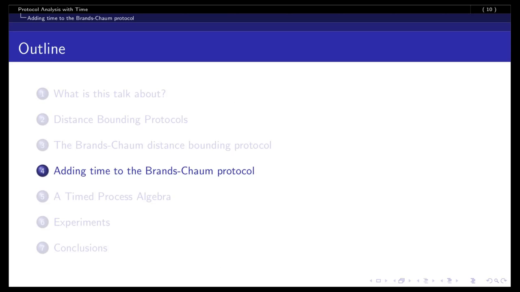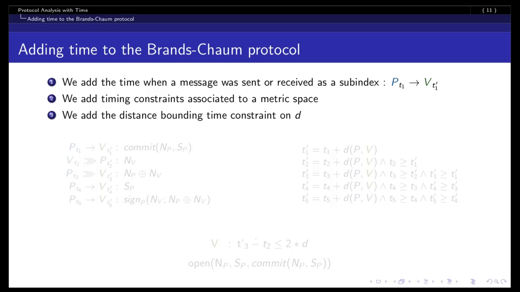Now, with the example of the Brands-Chaum protocol explained with the notation, we need to add in time. For adding time, we need to do three things. The first one, in the part of the sender, we need to add a subindex for the time variable, and also the same for the receiving part. The second thing is a timing constraint associated with the metric space. The last one, we add the D that represents the distance bound constraint of the verifier.